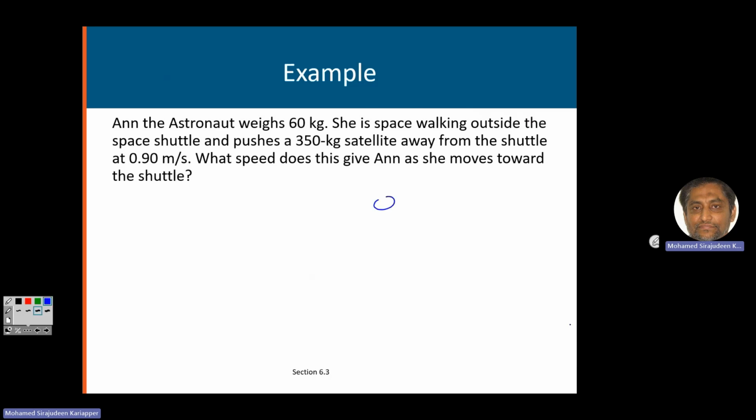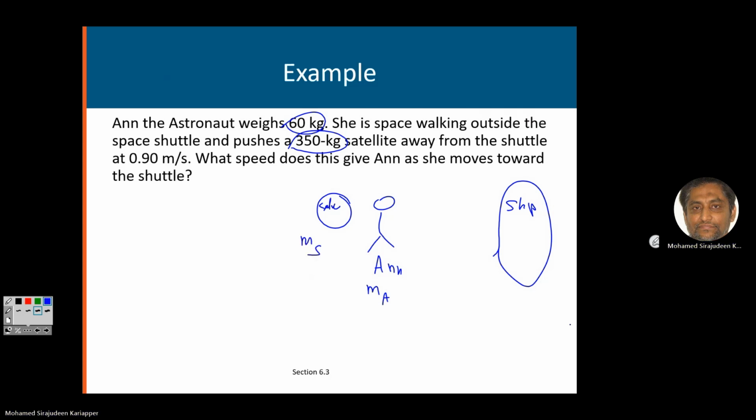an astronaut, someone in space. There he comes in a shuttle, spaceship or shuttle, and this guy comes out of the spaceship, and there is a rock or satellite which has a mass of 350 kilogram. The astronaut, she's called Anne. She has a mass of 60 kilogram. So we know the mass of the astronaut, and we also know the mass of the satellite.